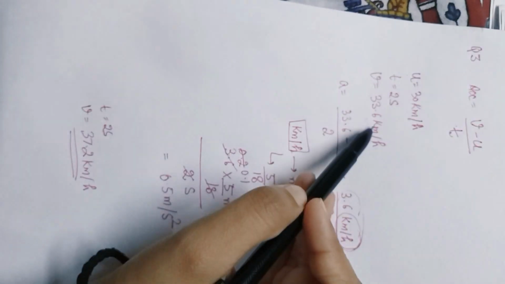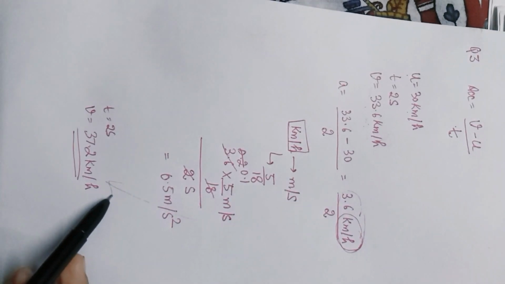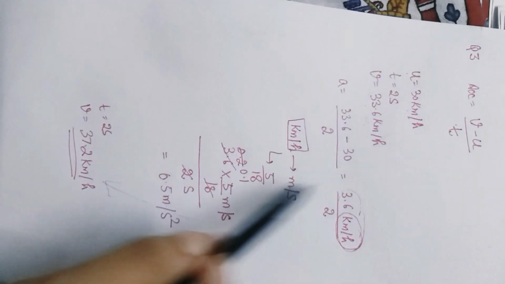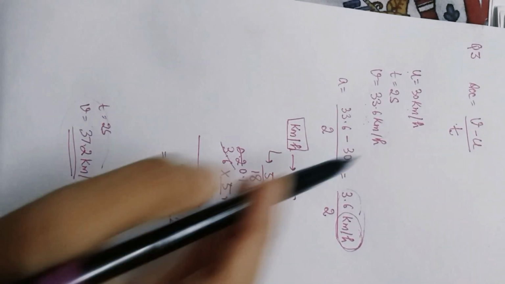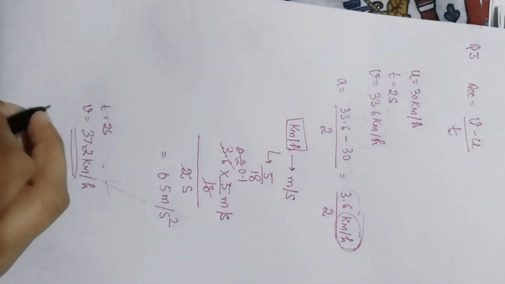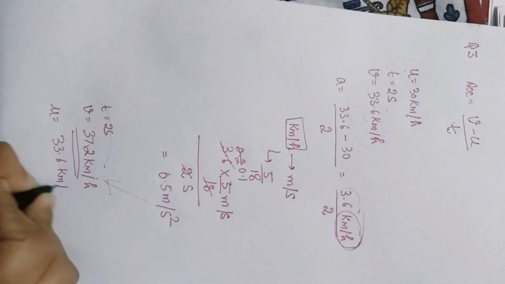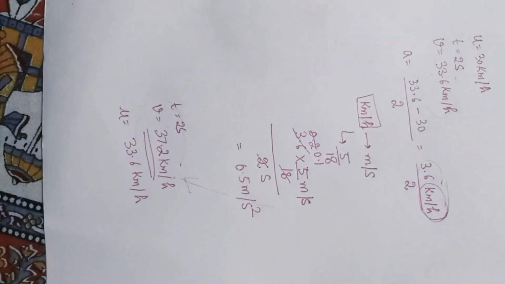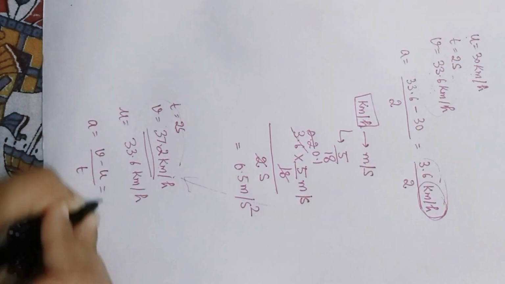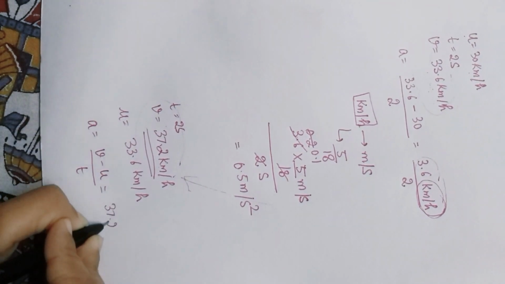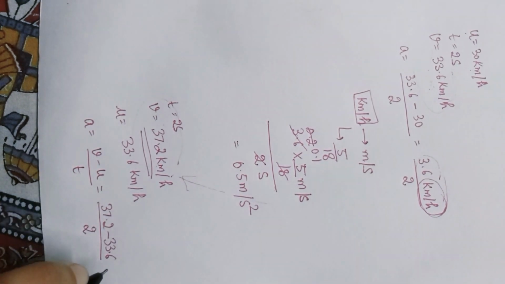This one, because the velocity after 2 seconds has changed from 33.6 to 37.2. Means this is my final velocity and this is now my original velocity. So here u is now 33.6 km per hour, and you have to find the acceleration again. So acceleration is nothing but (v minus u) upon t. You put the values: 37.2 minus 33.6 upon time, which is again 2 seconds.